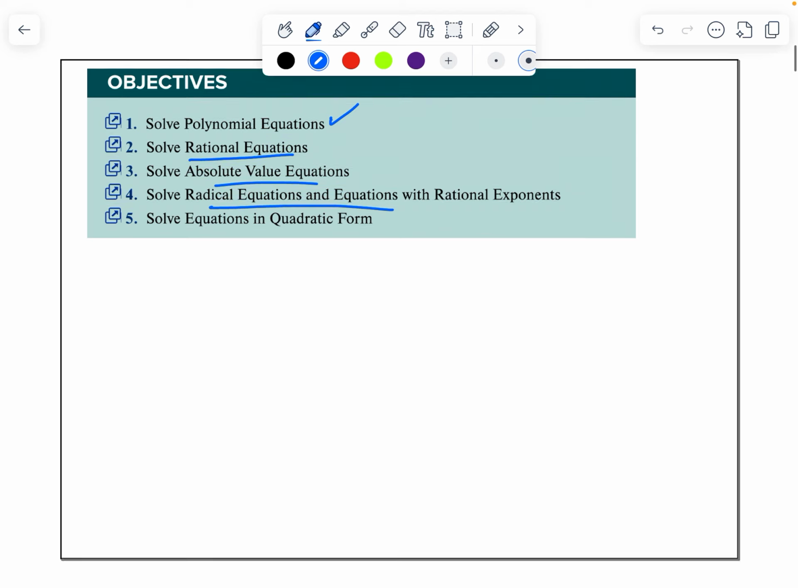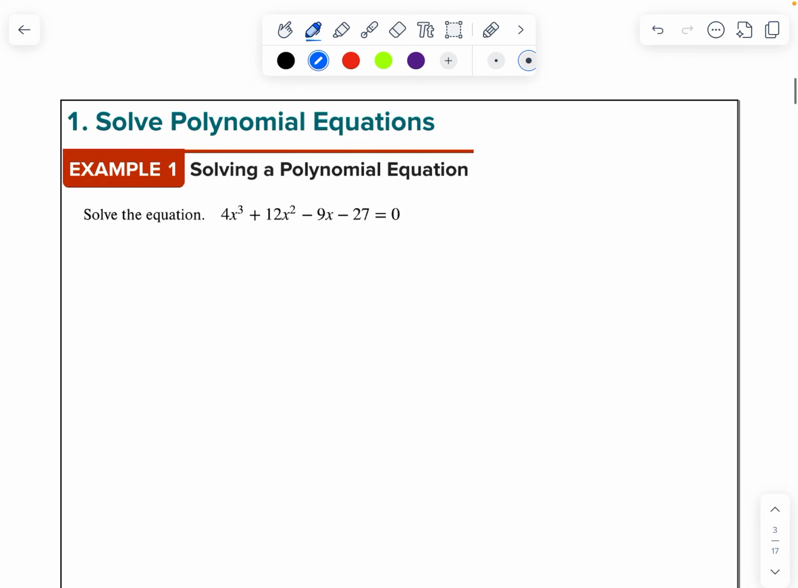So starting with polynomial equations, anytime you have to solve a polynomial equation, the way that we're going to do it this unit is we're just going to solve by factoring. We are going to see some more methods in, I believe, chapter 3 or unit 3, but for now we're just going to solve all these by factoring.